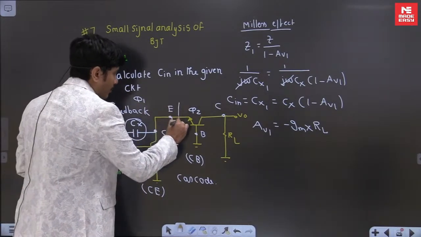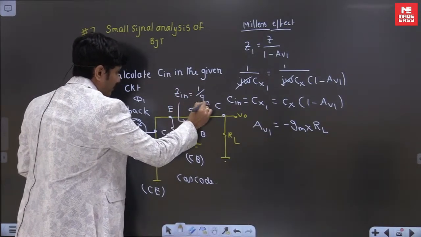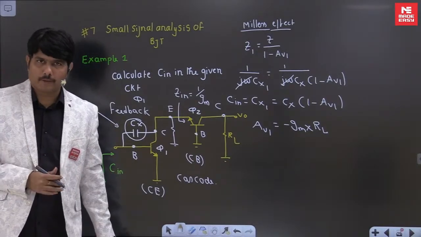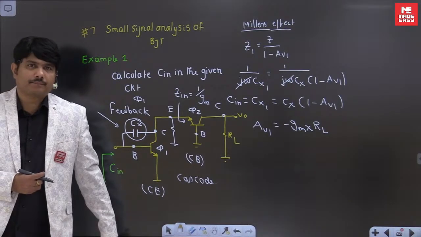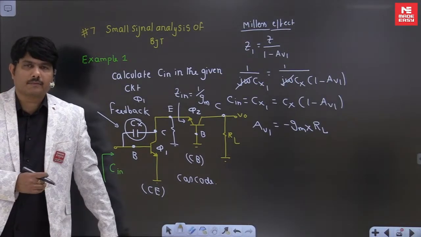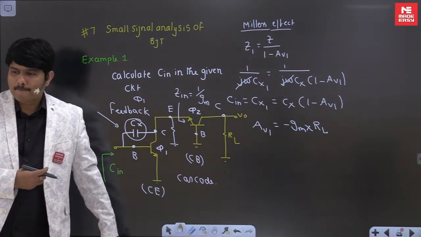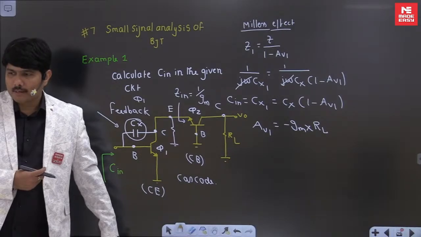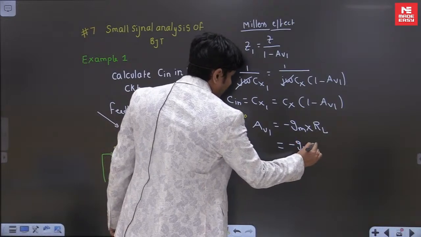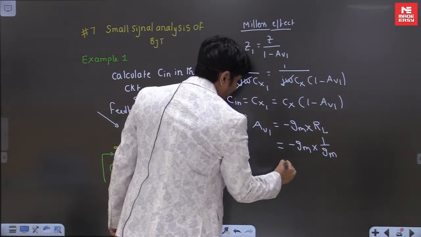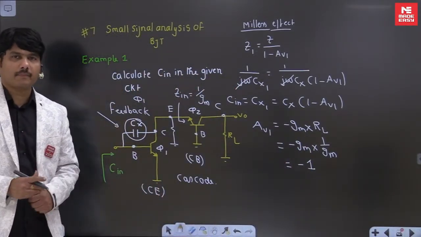Everybody should learn a simple logic. The input impedance of a common base is simply 1 by gm. A common base always gives low input impedance. Most students know that. 1 by gm is the correct answer for it. If 1 by gm is the input impedance of the common base, that becomes the load of your common emitter. So minus gm into load becomes minus gm into 1 by gm. The answer is minus 1. Av1 for a cascode system is minus 1, my friend.